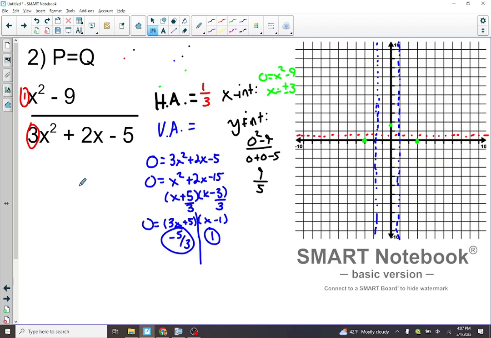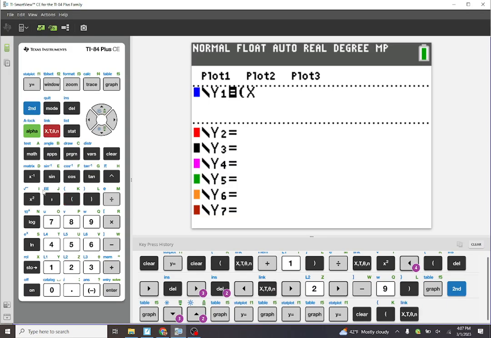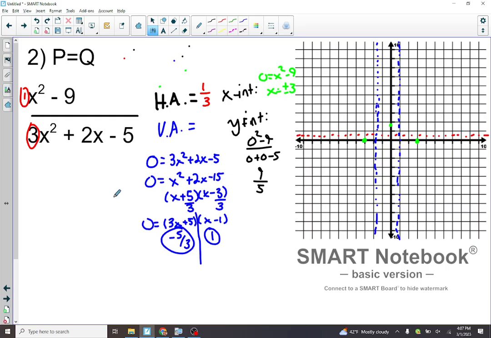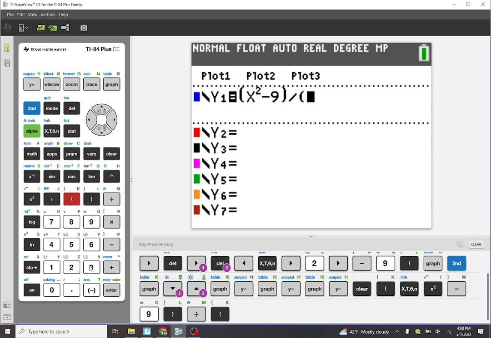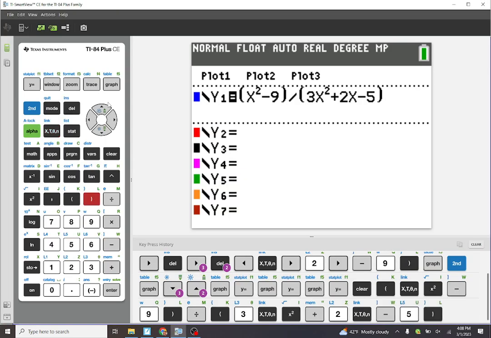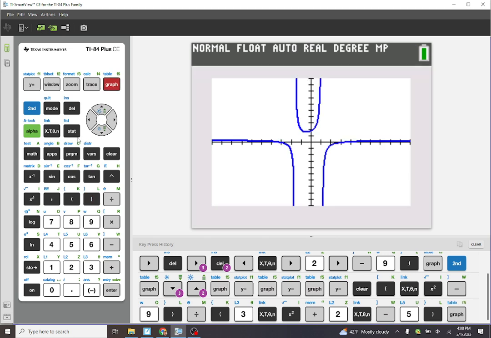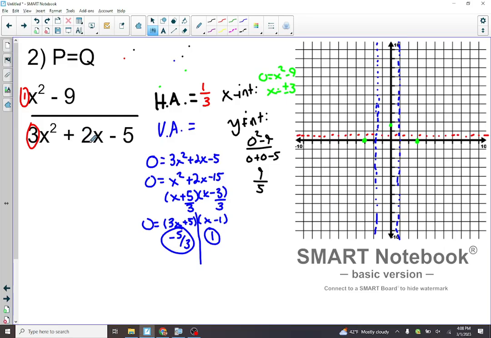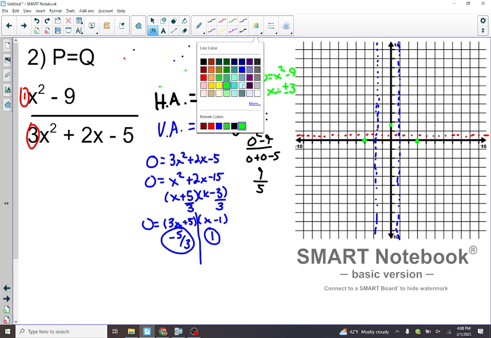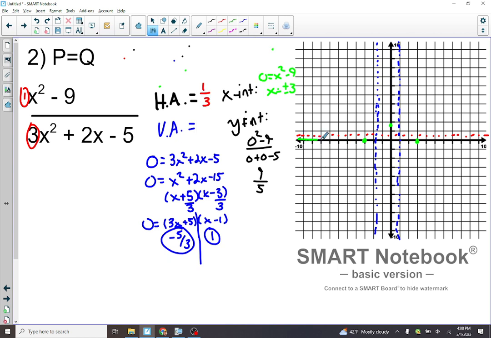So let me plug it in. X squared minus 9 divided by 3x squared plus 2x minus 5. Graph that. Hey, looks like that. Make sure your graph matches the picture here. Let me use green so it's clear, so you can see it on here.